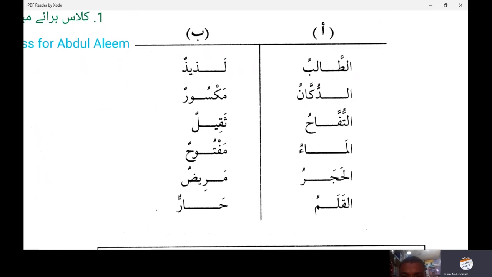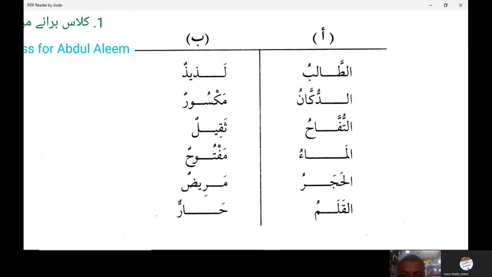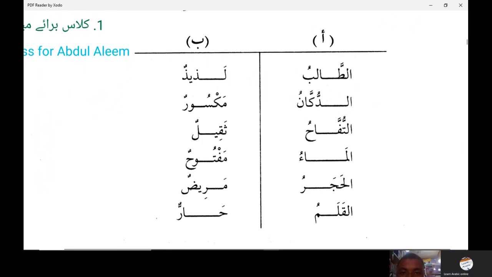So choose a word from B and join it with the alif. Okay. Any word? Yes. At-talibu maridun. Okay. Ad-dukanu saqilun. Wrong. Dukan means shop. A shop cannot be heavy. Ad-dukanu maftuhun. Correct.